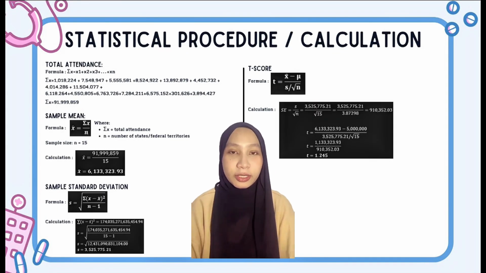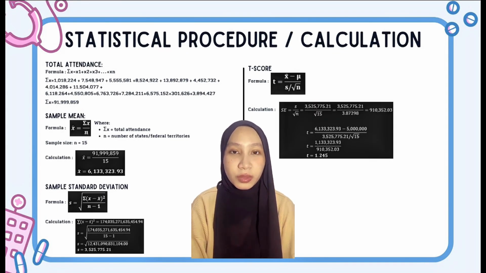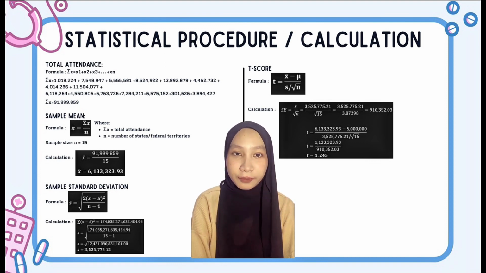In this section, the one sample t-test calculations were carried out. First, the total patient attendance from 15 states and federal territories was calculated, giving approximately 91.9 million patients. The sample mean was then calculated as about 6.13 million patients, while the sample standard deviation was 3.53 million.